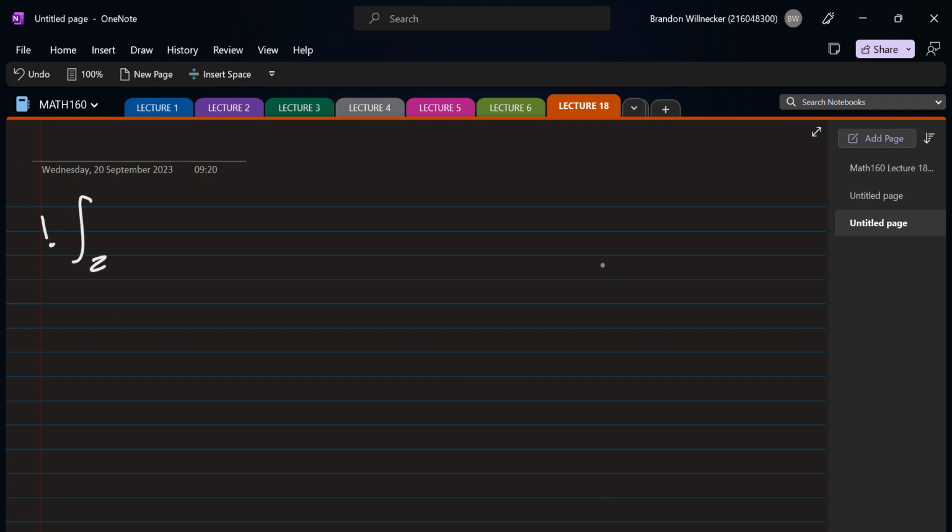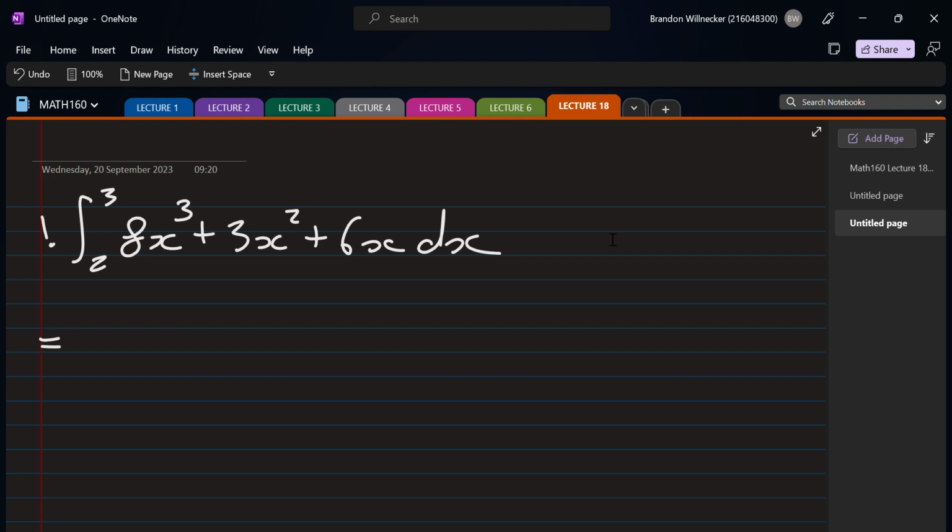So we have the integral from 2 to 3, 8x cubed plus 3x squared plus 6x dx. Okay, I saw a few of you are not writing the dx on the end here. Please make sure that you include all the notation for these. If you don't put the dx at the end, I'm going to be deducting marks.